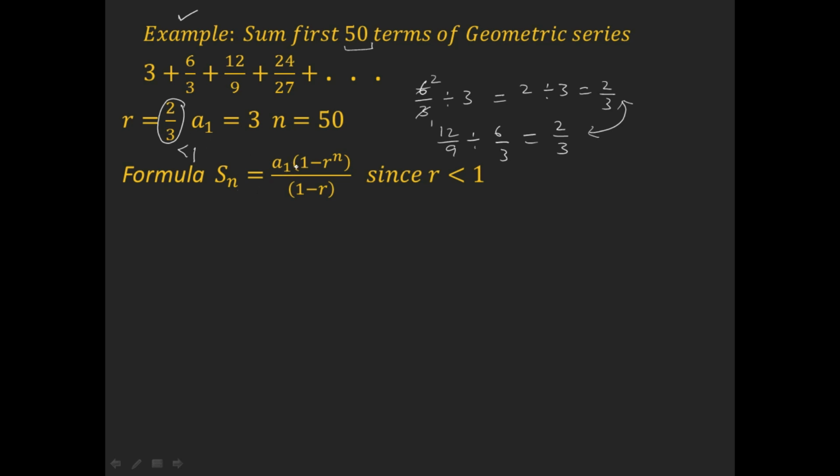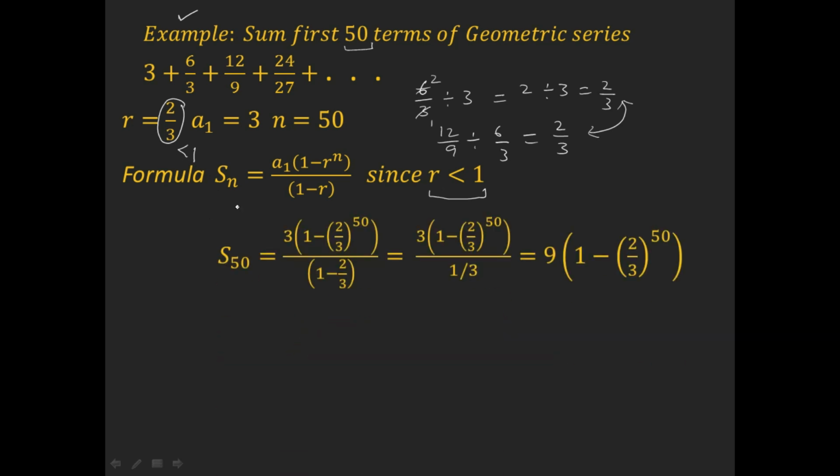Sn is equal to a1 times (1 minus r power n) divided by 1 minus r. This formula is used because r is less than 1. By putting the values, r is 2 divided by 3, n is 50, and the first term of the series is 3, and 1 minus r, so 1 minus 2 by 3. 1 minus 2 by 3 is giving 1 by 3. So 9 times (1 minus (2 by 3) whole power 50).